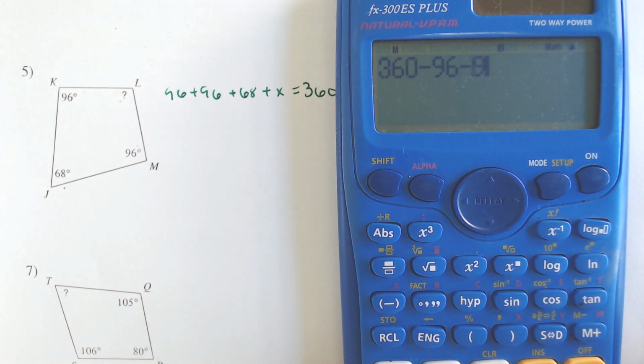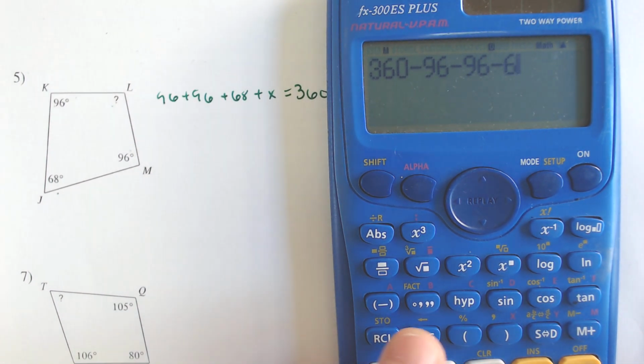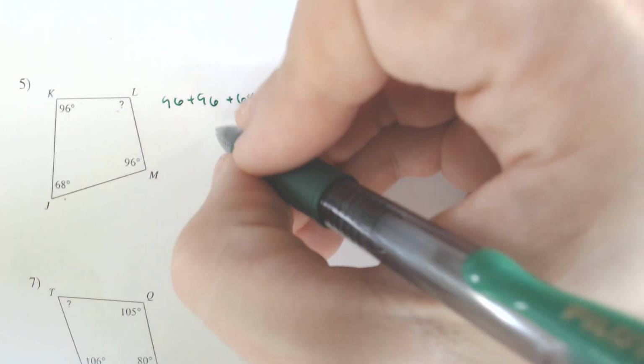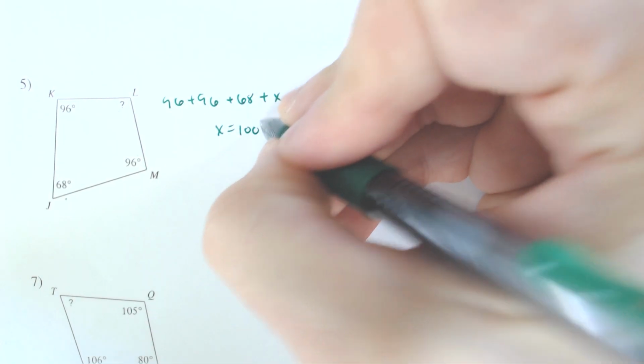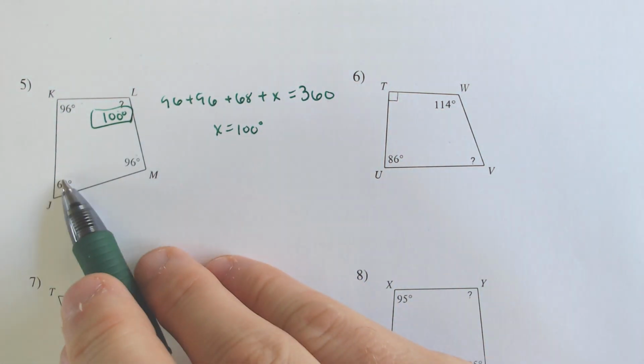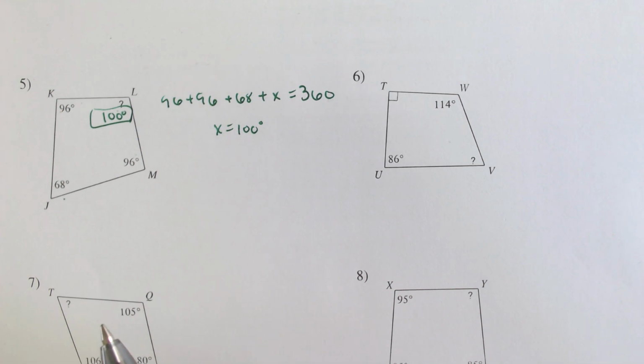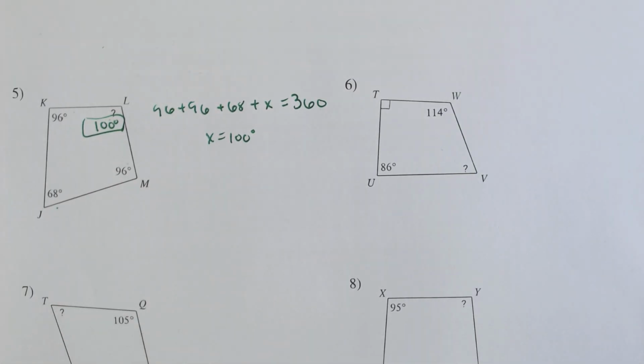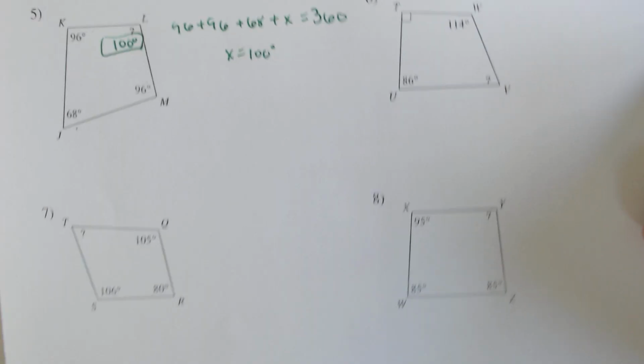Minus 96, minus 96, minus 68. You get 100 degrees for this last angle. So if we solve that equation, we get 100 degrees. And I did want to do that one because it proves that these two are not equal on a kite, but the opposite parts, the sides, the arms of the kite would be equal.